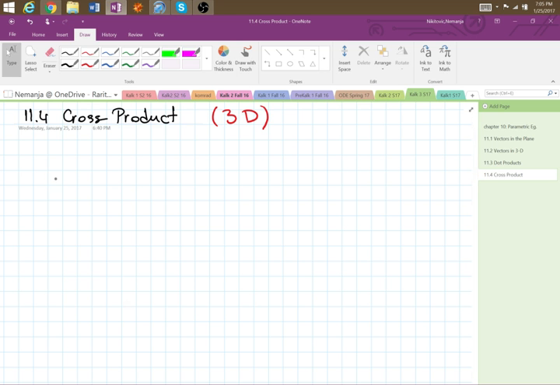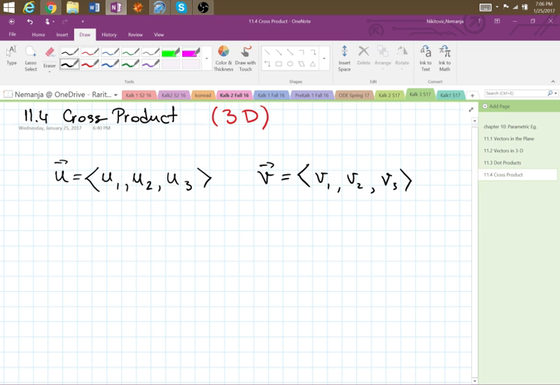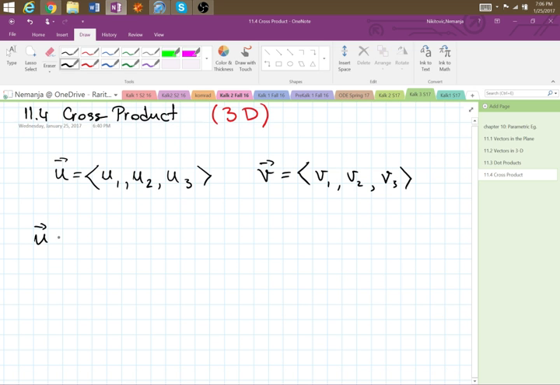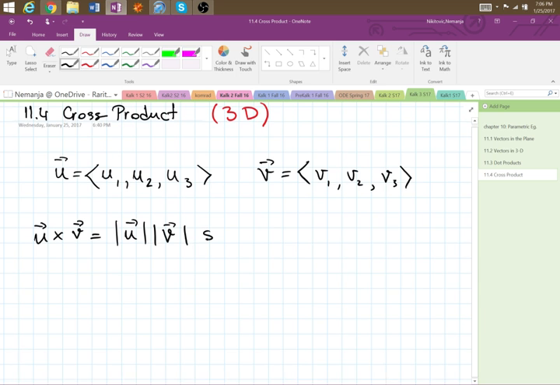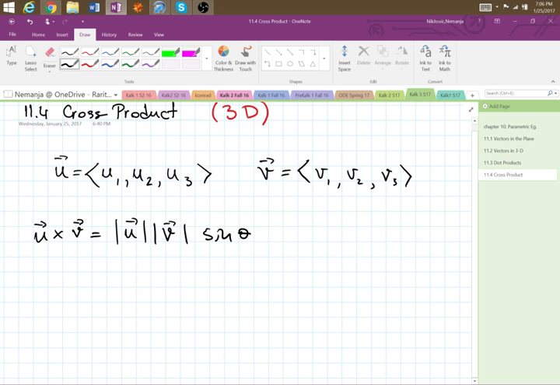So the notation: you will have vector u with three components because it must be a 3D vector. Vector v also has to have three components. And the cross product between these two is going to be the procedure which you guys are going to memorize. Let me write the easier one first: magnitude of u times magnitude of v times the sine of the angle in between the two vectors.